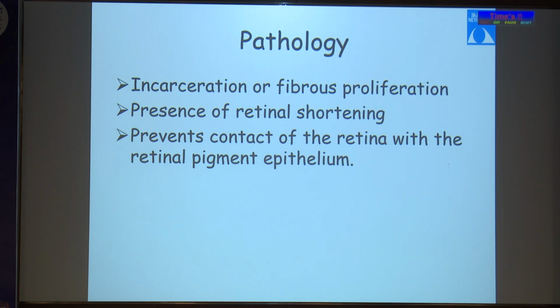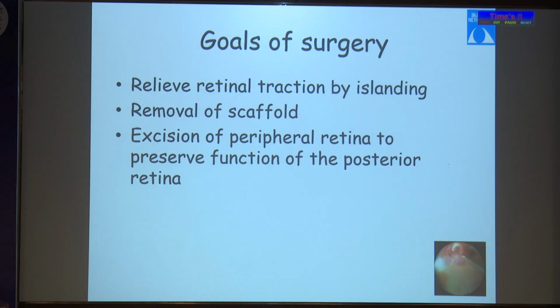The incarceration of the fibrovascular proliferation, what does it do? It produces shortening of the retina, and it prevents the contact of the retina with the RPE. So what are the goals of surgery? You relieve the traction by islanding. So we have to island, that's the principle.